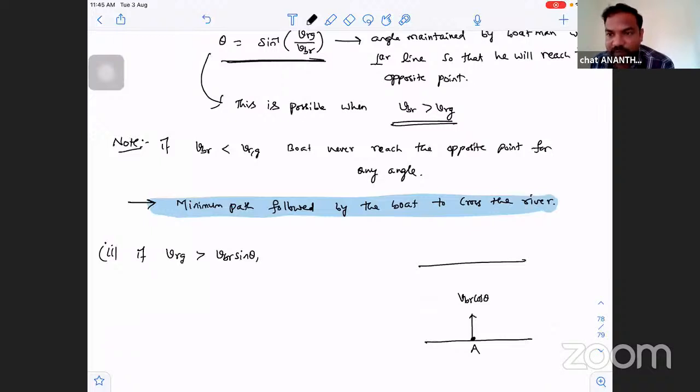Now VRG is more than VBR sin theta, no? Then the resultant velocity I can write down towards the right, which is VRG minus VBR sin theta, because VRG and VBR sin theta are both opposite vectors. What is the resultant? We have to subtract. How do we subtract? Higher value minus lower value will be the resultant. If A bar and B bar are opposite to each other, 180 degree angle, then the resultant of A bar plus B bar is A minus B or B minus A. Am I right? I think all of you remember that.